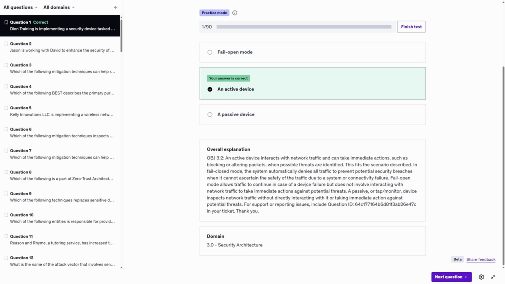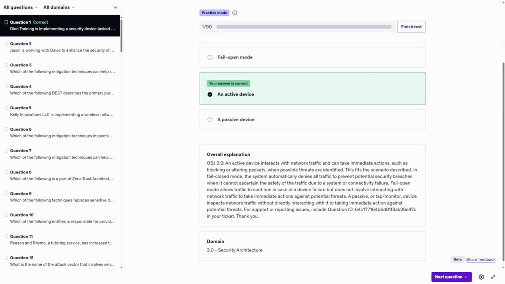In fail-closed mode, the system automatically denies all traffic to prevent potential security breaches when it cannot ascertain the safety of the traffic due to a system or connectivity failure. Fail open mode allows traffic to continue in case of a device failure, but does not involve interacting with network traffic to take immediate actions against potential threats. A passive or tap monitor device inspects network traffic without directly interacting with it or taking immediate action against potential threats. All right, let's move on to question 2.